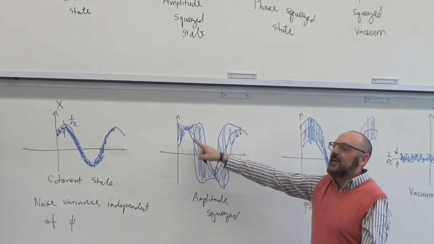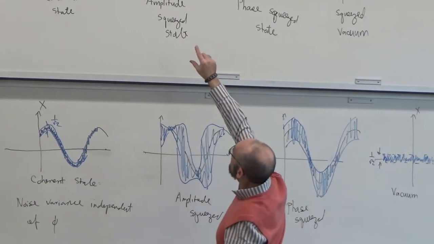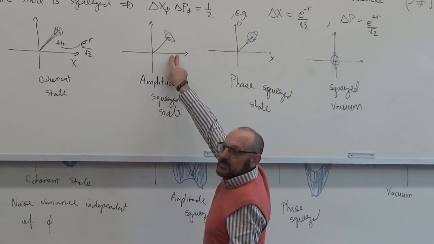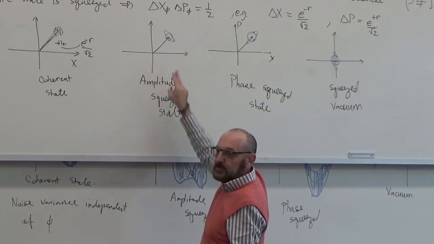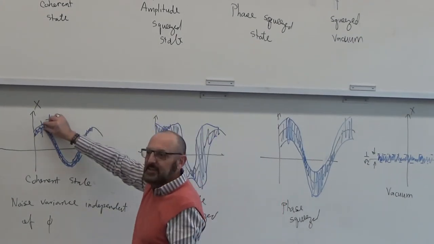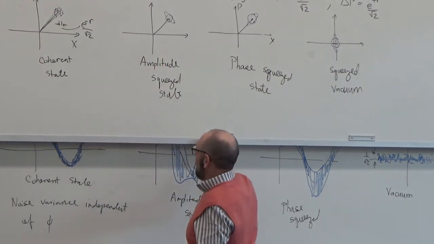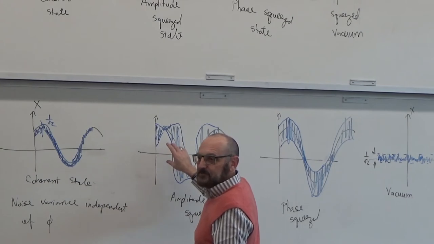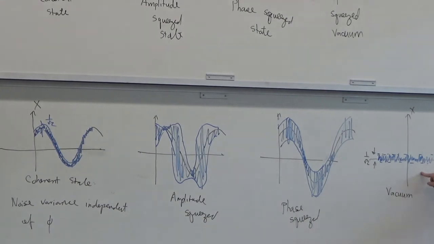Similarly here, with my best attempt, not as good as it could be, at the point where it crosses the x-axis, it has the minimum uncertainty. Okay, that's when it's at its maximum peak, and this is supposed to be less than this. But when it goes to zero, I have much bigger uncertainty. The same for the vacuum.